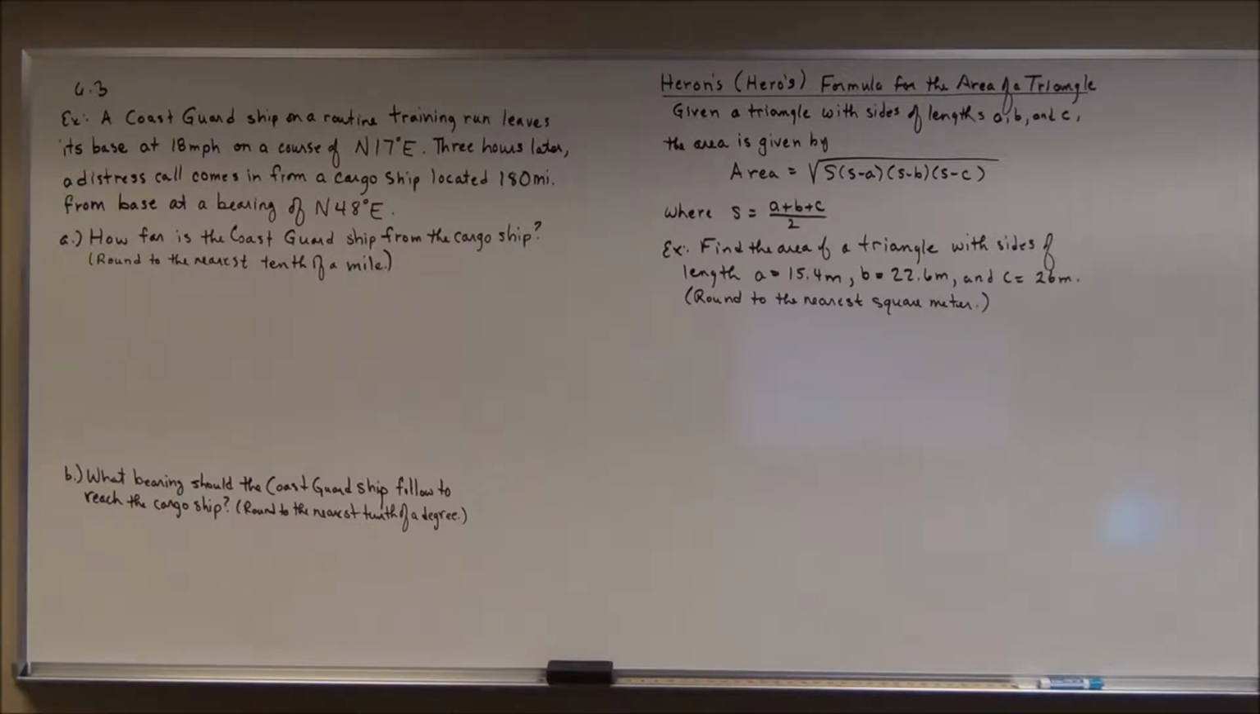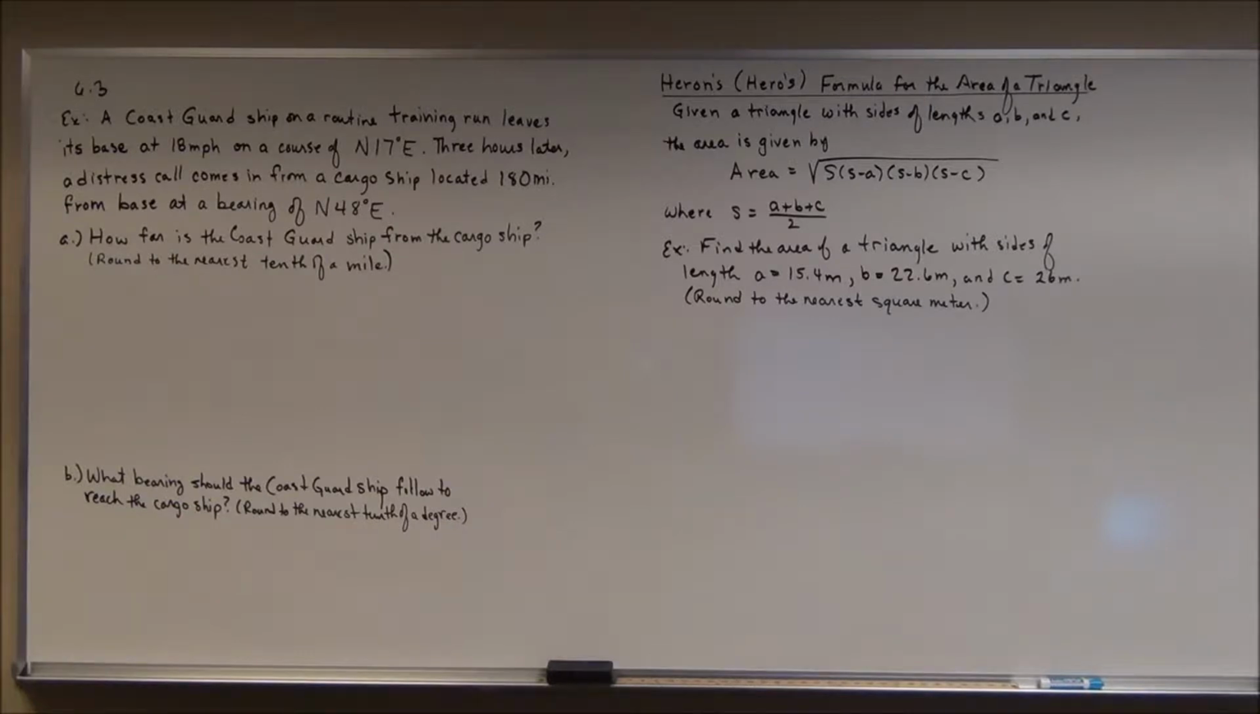It says here in this first example, a Coast Guard ship on a routine training run leaves its base at 18 miles per hour on a course of north 17 degrees east, that's its bearing. 3 hours later, a distress call comes in from a cargo ship that's located 180 miles from base and is at a bearing of north 48 degrees east.